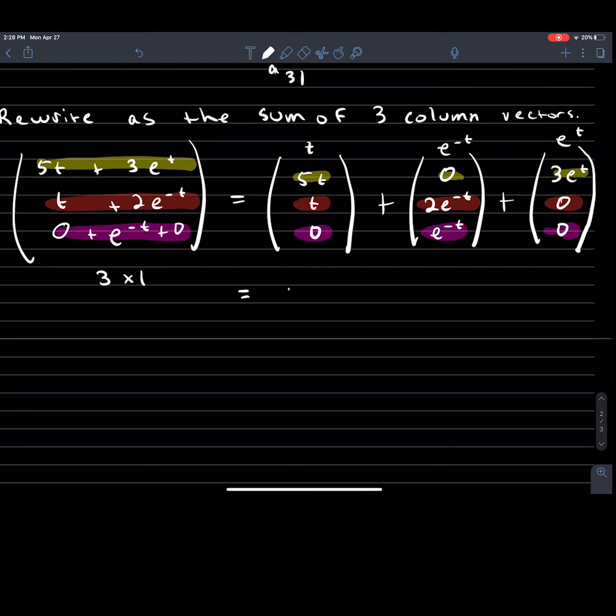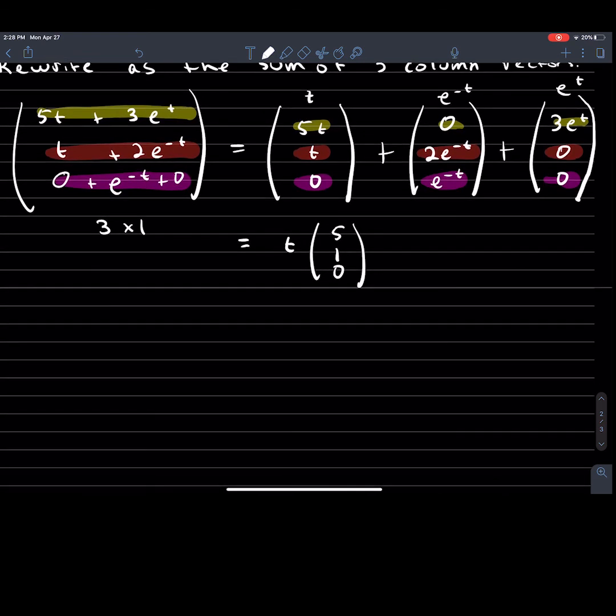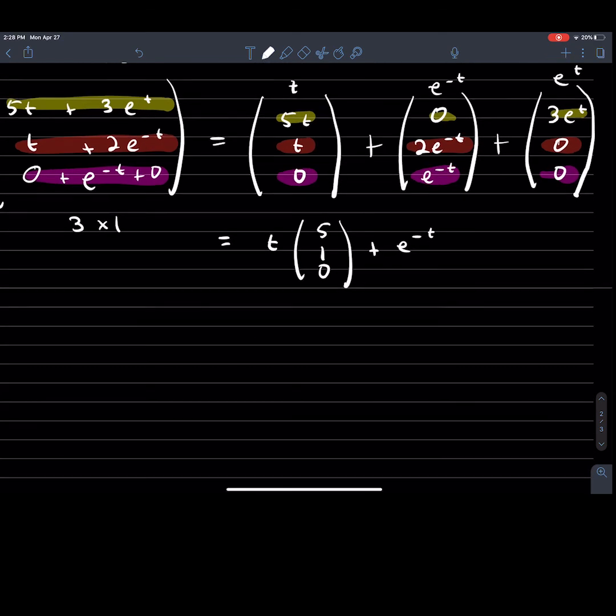All the t's, I pull the t out and I get 5, 1, 0. That's okay because that's kind of like a constant. It will get multiplied to each term in there. This is even the minus t. It's a common factor, not a constant. 0, 2, 1 plus e to the t. I can pull it out and get 3, 0, 0.